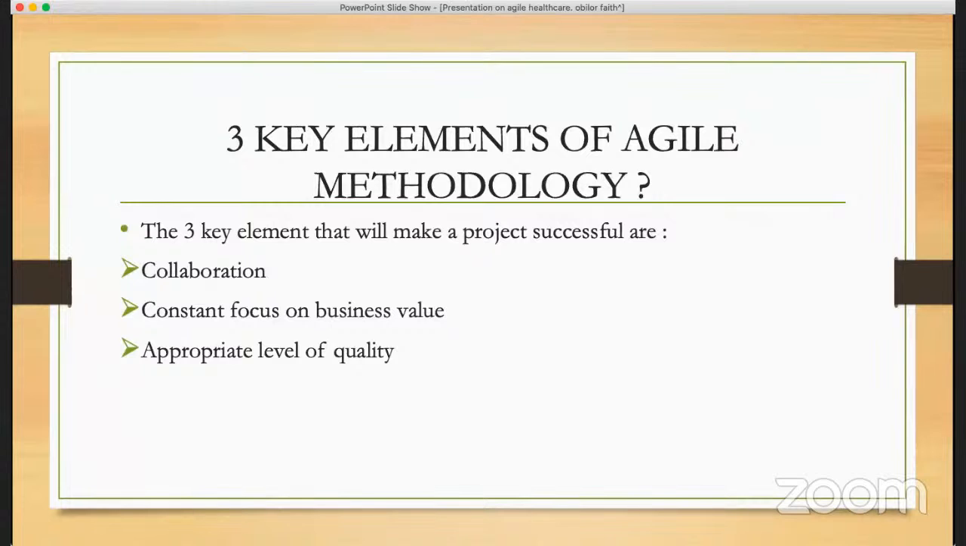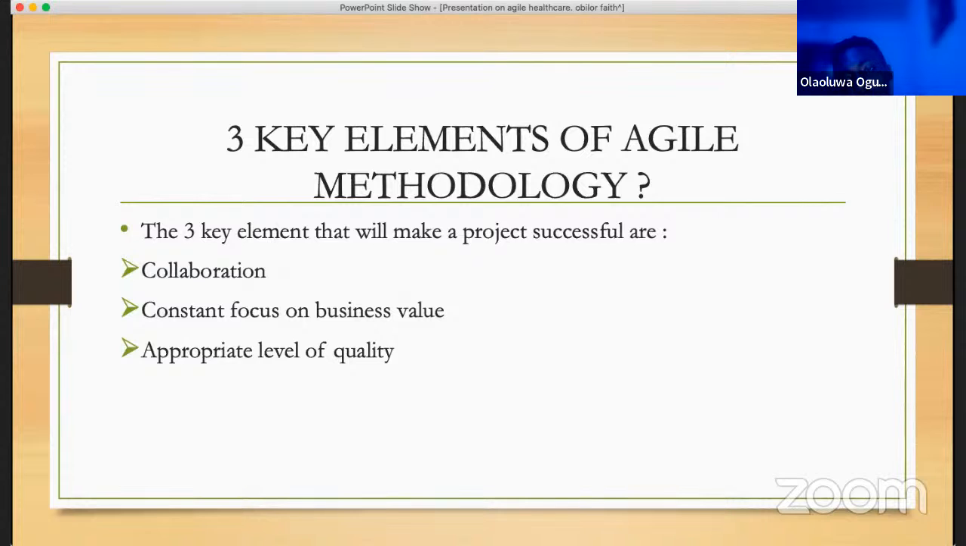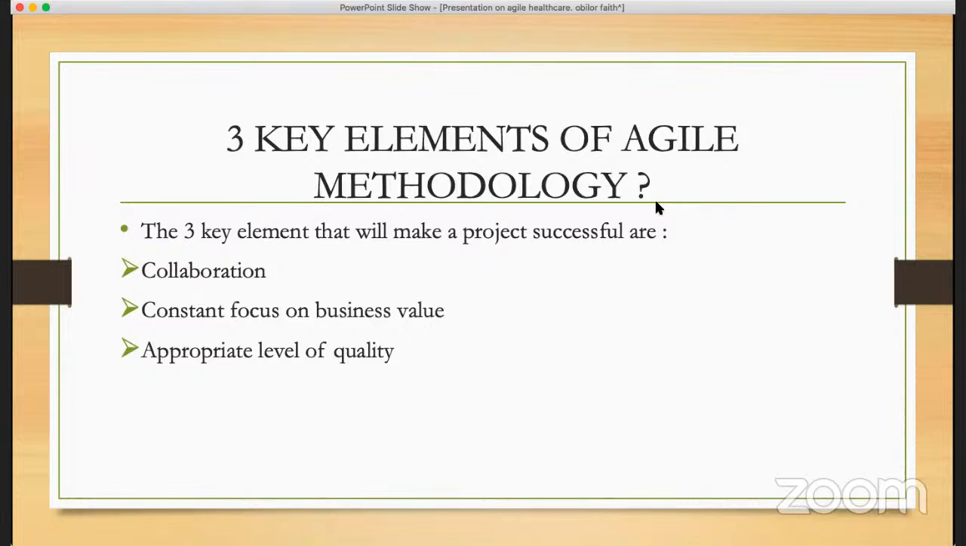So my question is, hello, can you hear me? Yes, we can hear you, go ahead. So my question is: the agile methodology in healthcare, is it a kind of analogy or a kind of principle or ideology that we can extend to other professions? Or is it like a standalone ideology for this? Because I'm a bit confused.